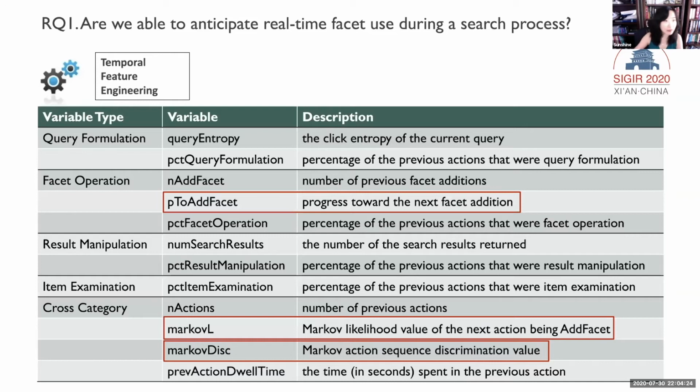Just to pick up a component from the previous slide, we do this temporal feature engineering. We extract some interesting variables from the data: 5 types of variables and 12 variables in total. I just want to talk about 3 of the variables because they are very representative of the sequential or dynamic way of the prediction. The 3 variables are P to add facet, Markov L, and Markov Disk. In the following slides, I will talk about each of the variables one by one.